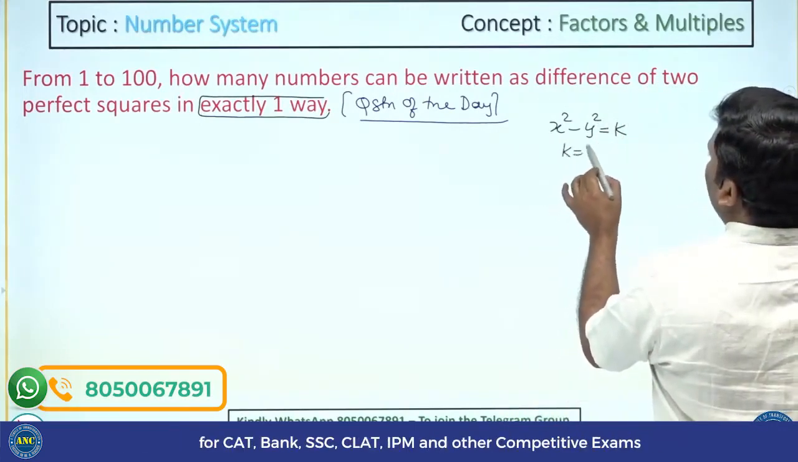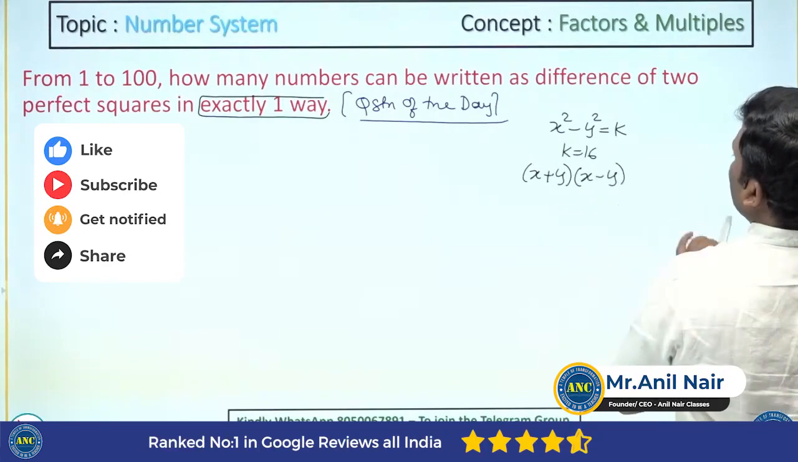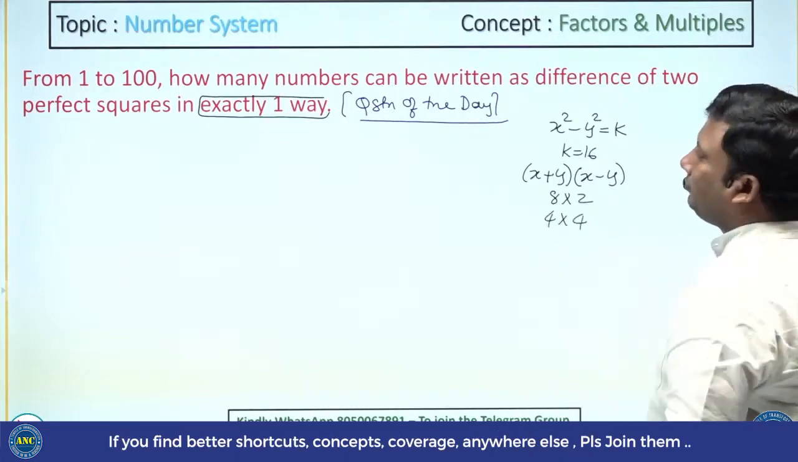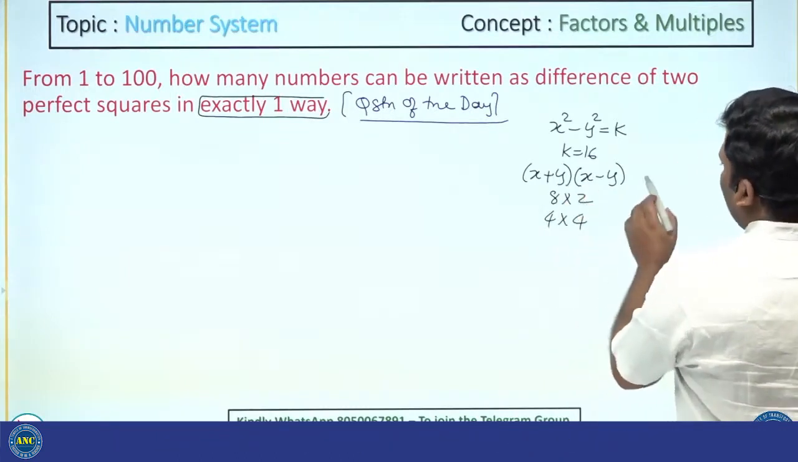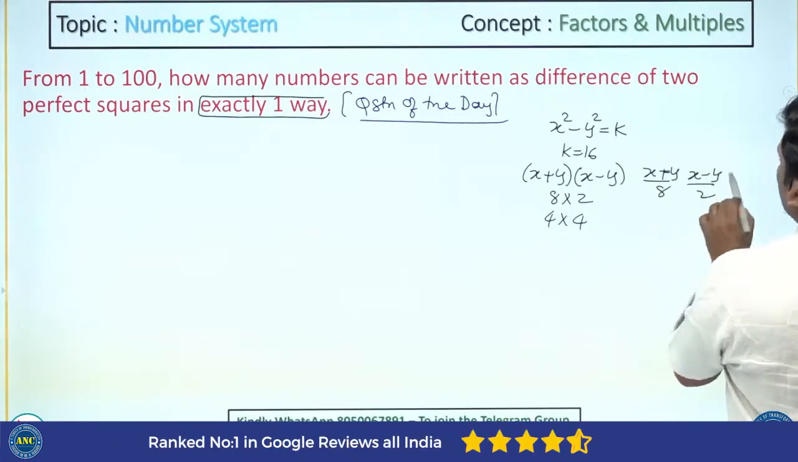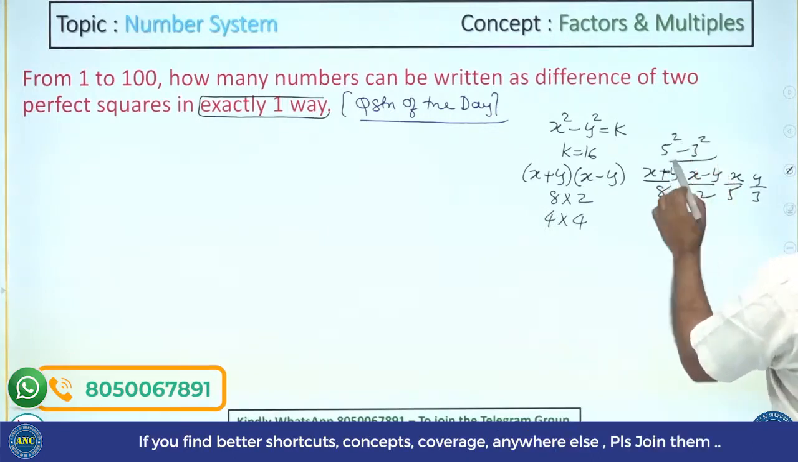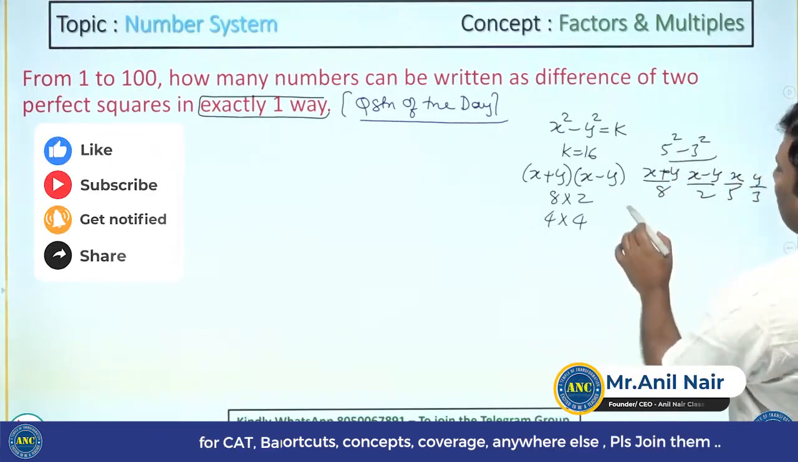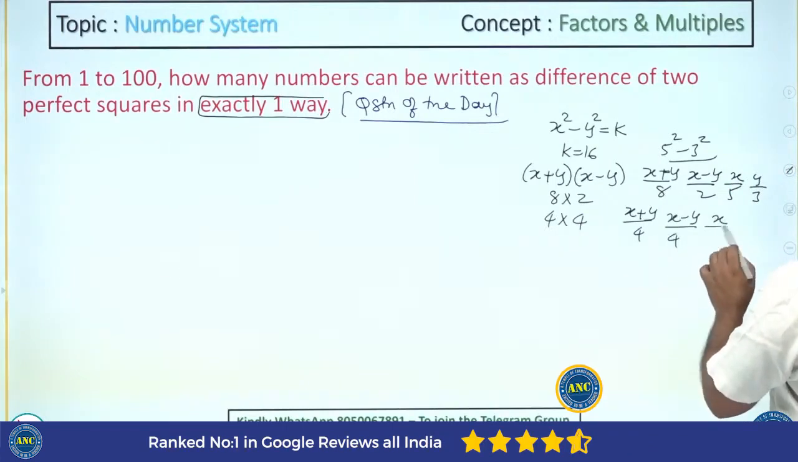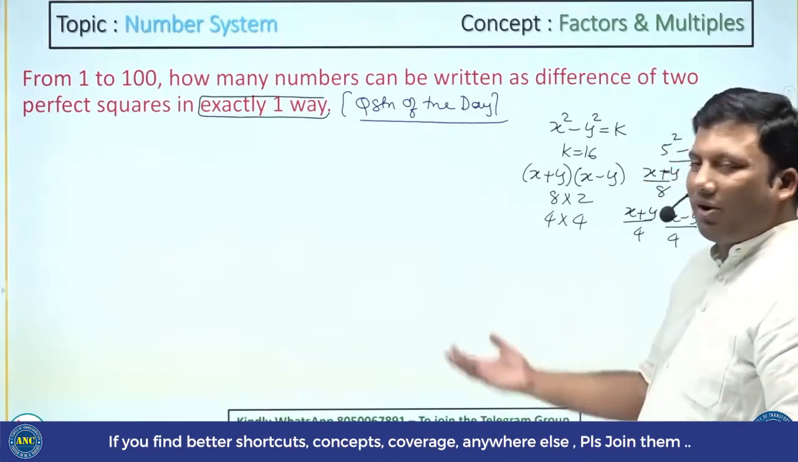For example, if I take k as 16, x plus y into x minus y can be written as 8 into 2 and 4 into 4. If x plus y is 8 and x minus y is 2, then x will be 5, y will be 3, so this can be written as 25 minus 9. If x plus y is 4 and x minus y is 4, x is 4, y is 0, so 4 square minus 0 square. I hope it is clear.